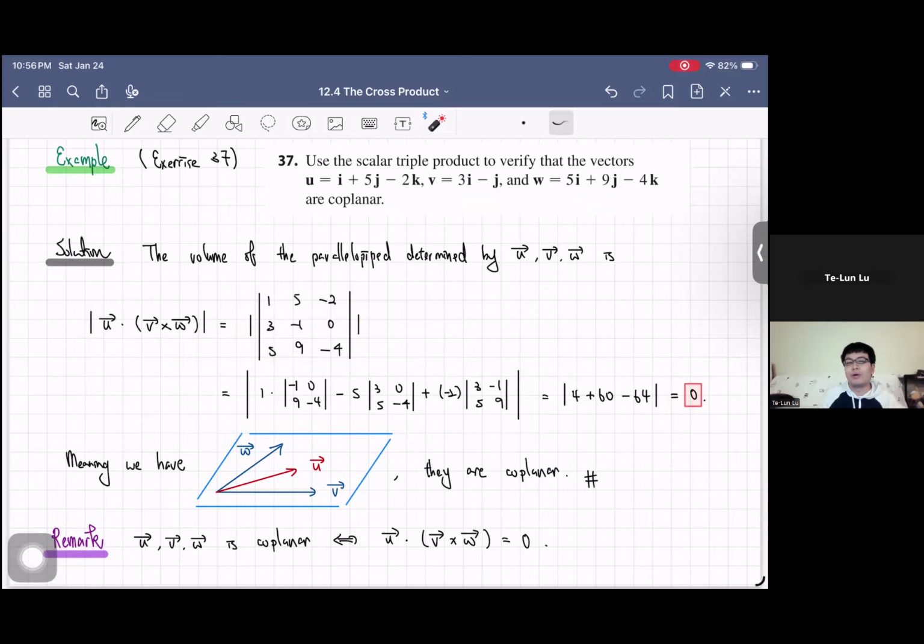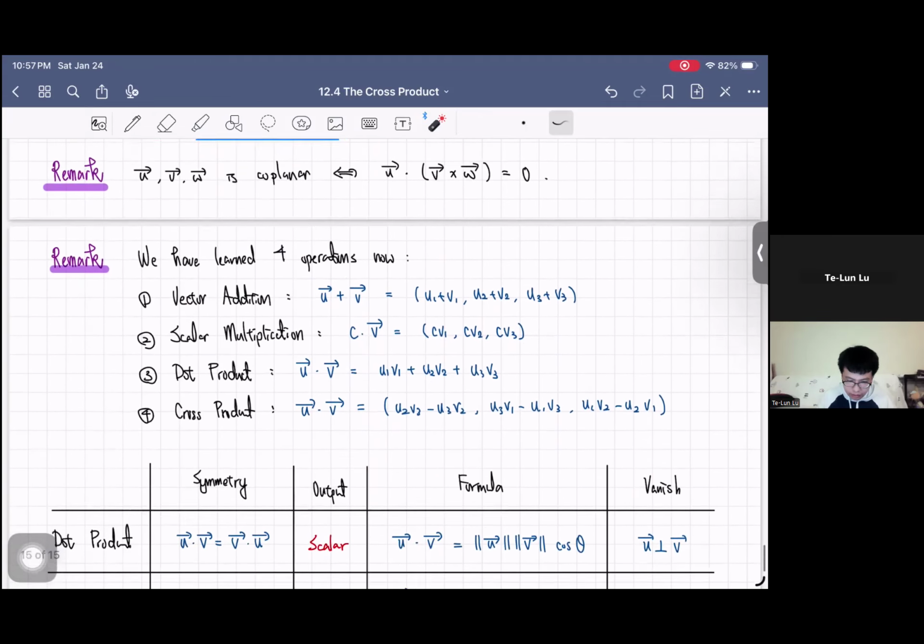And the other way around, if U, V, and W have non-zero triple product, then they must not be coplanar. So they lie in different spaces. No plane can contain all three of those vectors, right? Okay, that's a good exercise.